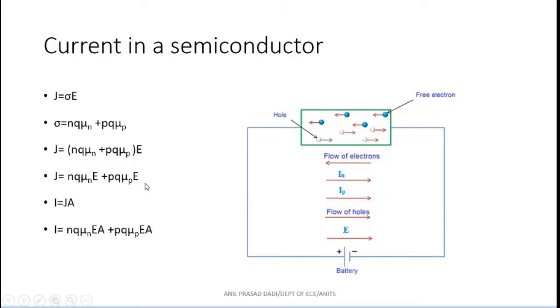But what are we looking for? We are looking for I. J is equal to I by A, so I is equal to J times A. You multiply your J expression with A, so that you will get your current. So current in a semiconductor is given by N Q mu N into E into A plus P Q mu P into E into A. A is the area. So this is the current. Electron current is given by this expression, and hole current is given by this expression. So in any semiconductor, current is due to both the electrons as well as the holes. Is it fine so far?